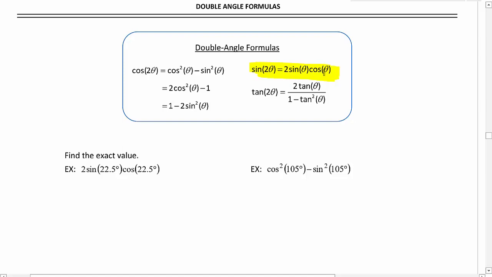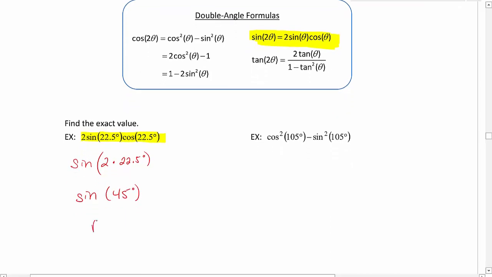See, 2 sine cosine, and that's what we have down here, is 2 sine cosine, where 22.5 degrees is our theta. So this can be rewritten as sine of 2 times that 22.5 degrees, which is sine of 45 degrees. And we know that sine of 45 degrees is square root of 2 over 2.